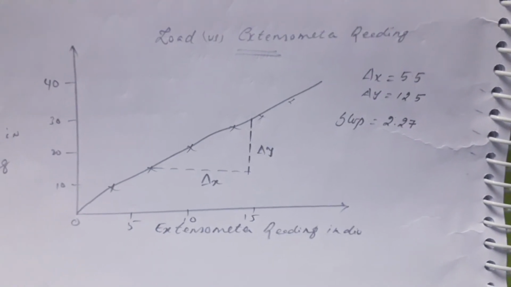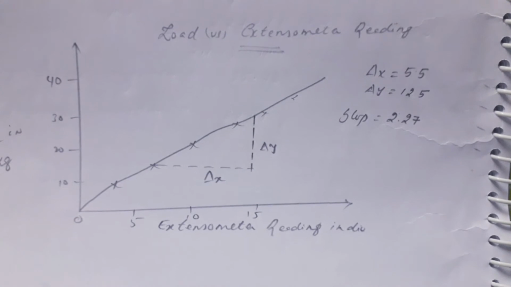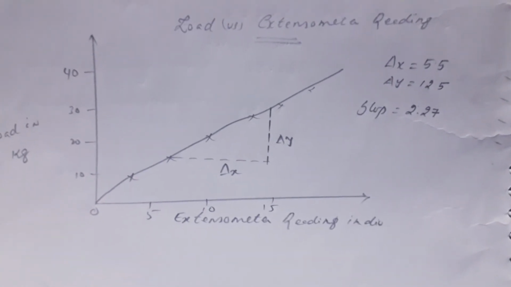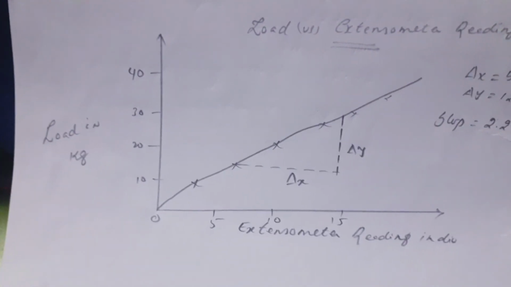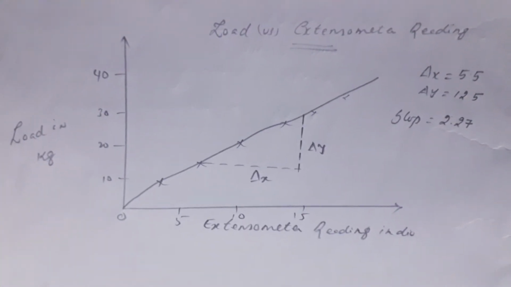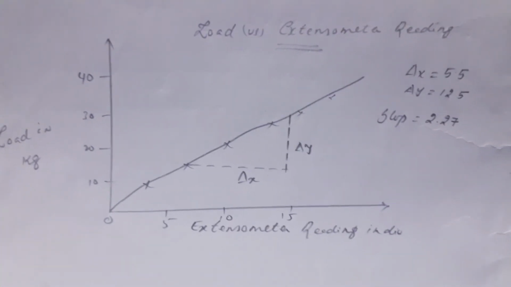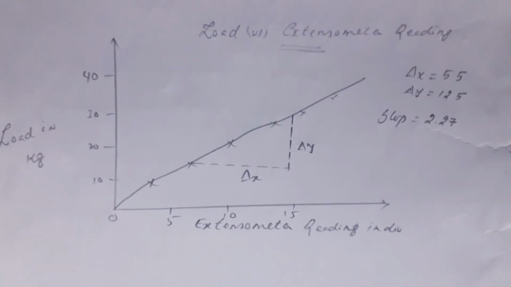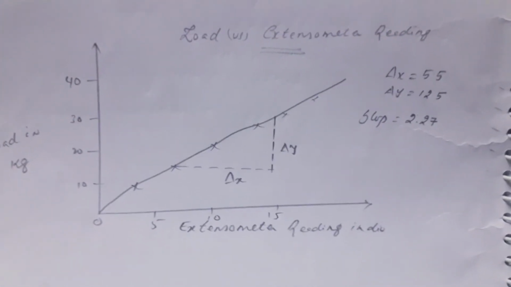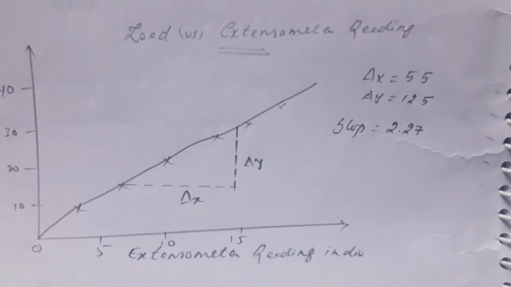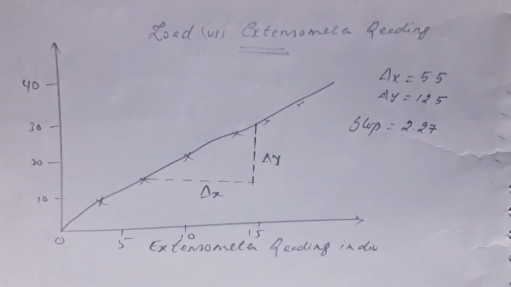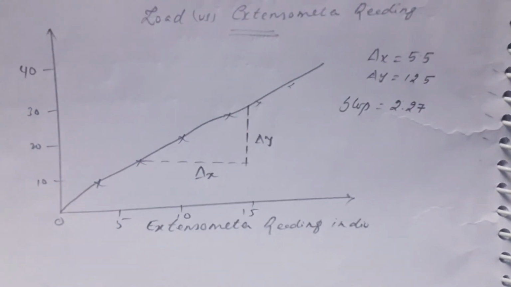The next graph is load based extensometer reading. The X axis represents extensometer reading in divisions, and the y axis represents load in kg. All the values are marked in the graph. Finally we got the slope value. The delta x and delta y values are 55 and 12.5. The slope value is equal to 2.27.